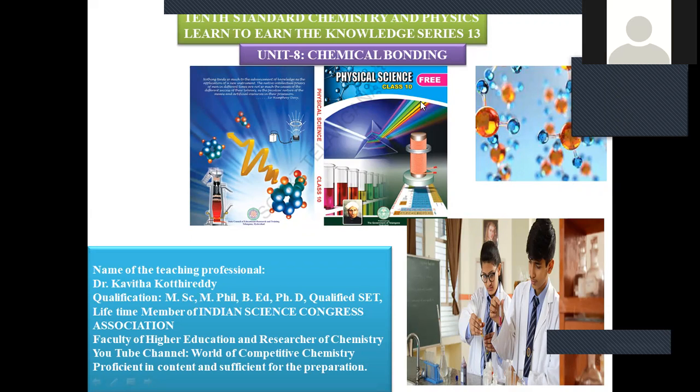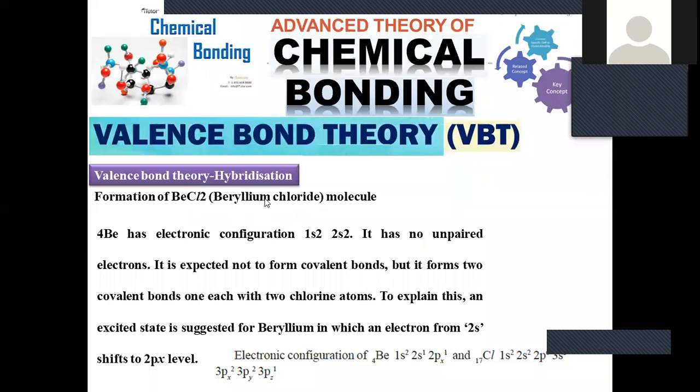Now we have entered into series number 13, which is the advanced theory. Whatever obstacles we faced in the VSEPR theory, the valence shell electron pair repulsion theory, those obstacles are overcome in this theory called valence bond theory. So we can assume this is somewhat advanced when compared to the VSEPR theory. Let us discuss this valence bond theory.